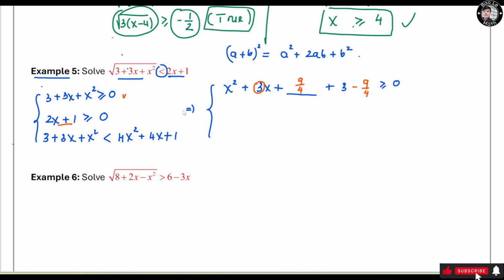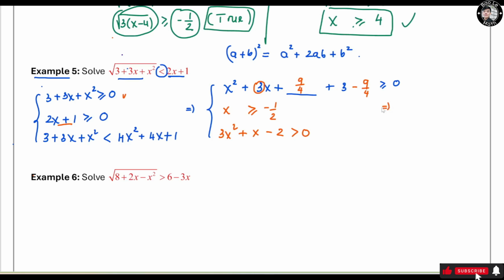Now for the second one right here, s must be greater than or equal to negative 1 over 2. And the third one right here, subtract s squared from both sides, so it would be 3s squared. Subtract 3s from both sides, so it would be plus s. Subtract 3 from both sides, so it would be negative 2 greater than 0, right?